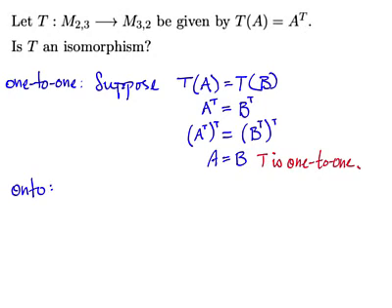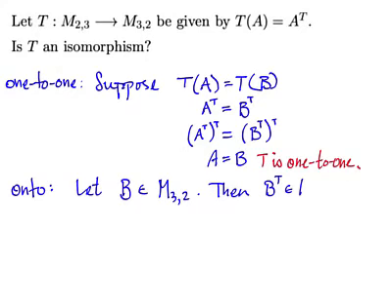All right, let's check onto. Onto means that if we just grab an arbitrary matrix in the codomain M32, then it has to get hit by something. If we just grab any arbitrary vector in the codomain and show what it got hit by, then we've shown it's onto. So let's grab a matrix B in M32, and then if we take the transpose, that's in M23, right? So the transpose of B is in the domain of our linear transformation.